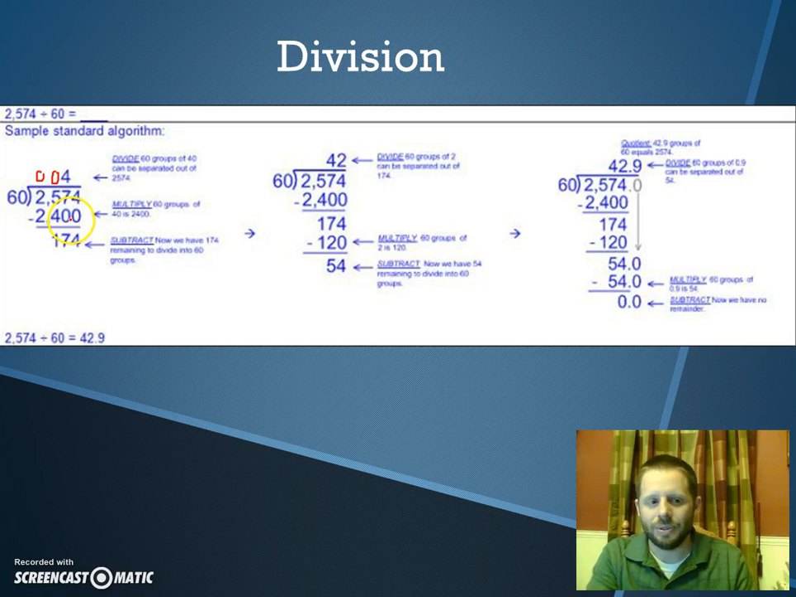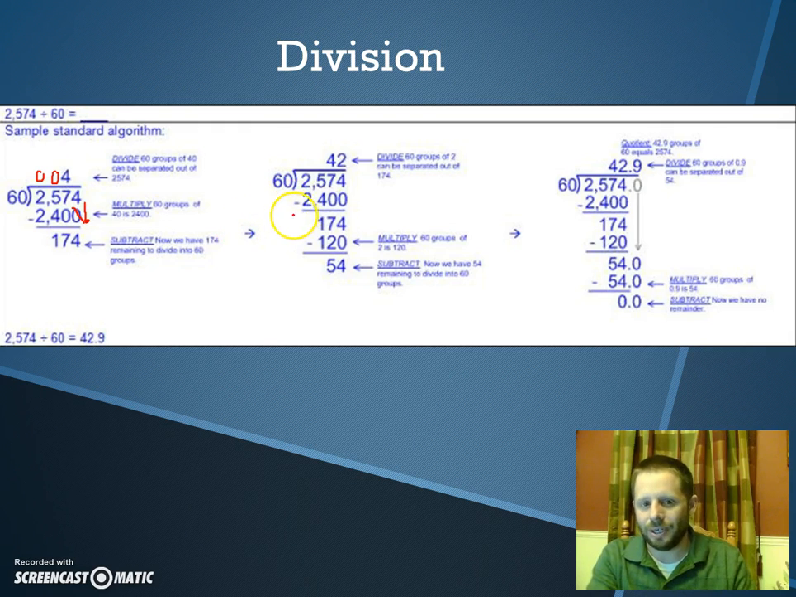Okay, so normally you guys wouldn't have put this here, and most of the time when you're doing your standard algorithm, you would just have this part. So then you would have subtracted and said, okay, 257 minus 240 leaves me 17. From there, I bring down the 4, right? This is kind of what you're more used to. So we bring down the 4, and now we have 174 left that we need to divide 60 into.